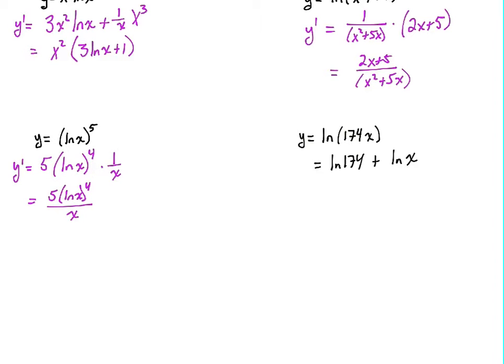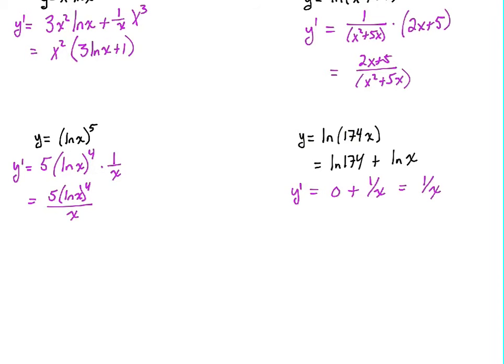Derivative of the natural log of 174. Well, the natural log of 174 is a number. It's not a tidy number, but it's still a number, and the derivative of any constant is 0. Right? So the derivative of this is going to be 0 plus the derivative of the natural log of x, which is 1 over x. So then this is just equal to 1 over x.